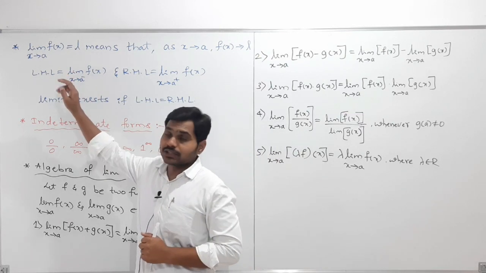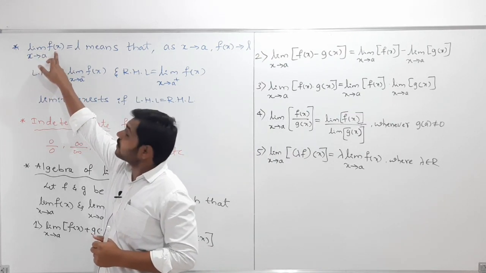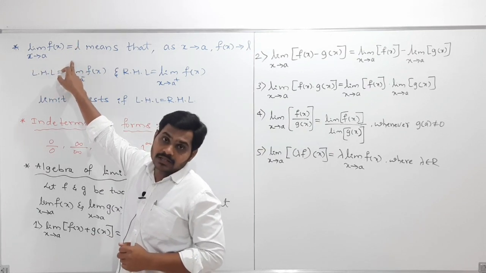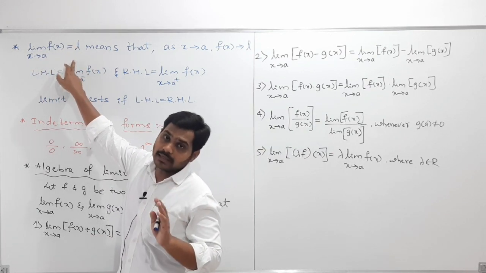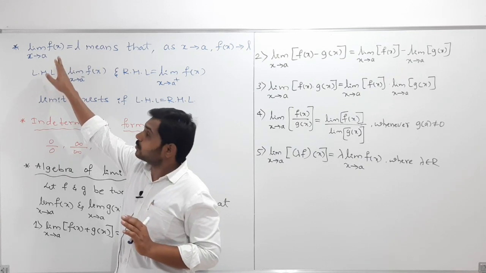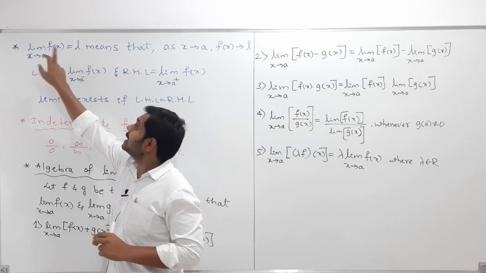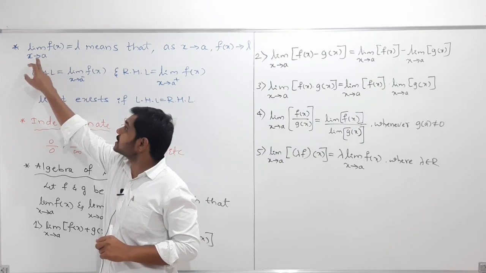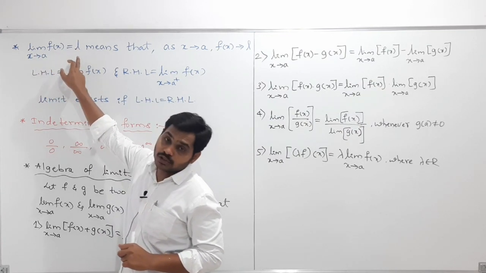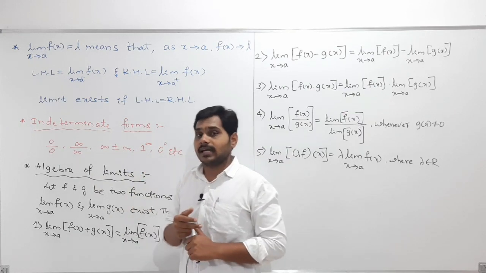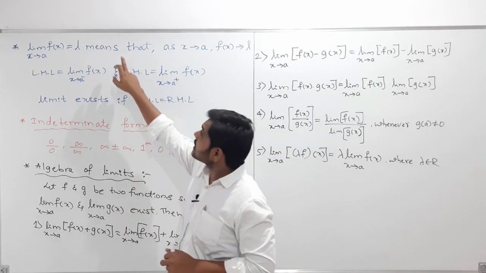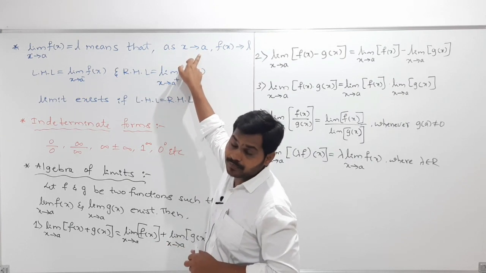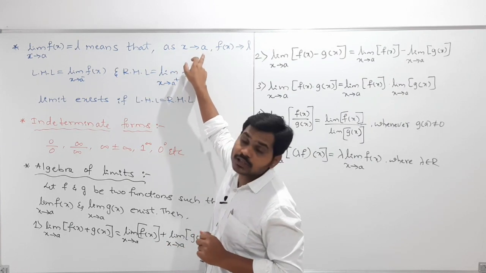So how to read it, my dear students? Limit of the function f of x as x tends to a is equal to L. So this is the notation we are using in the limit concept. We can read it as limit of the function f of x as x tends to a is equal to L. This means, as x tends to a or x approaches a.